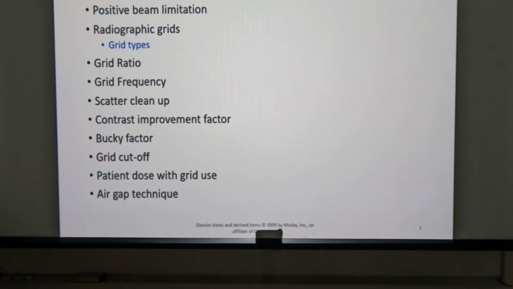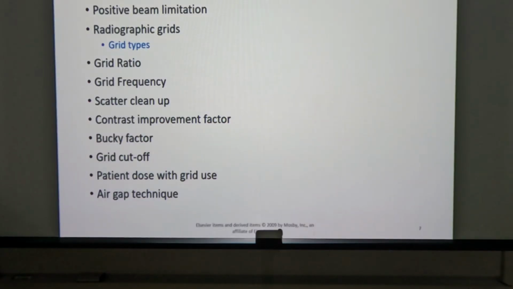Anyway, it was yet another shoulder where they included the entire lung, half of the spine, and almost the entire humerus. Positive beam limitation would prevent you from doing that. It would focus, is a bad word, but it will limit the radiation to the area of interest.